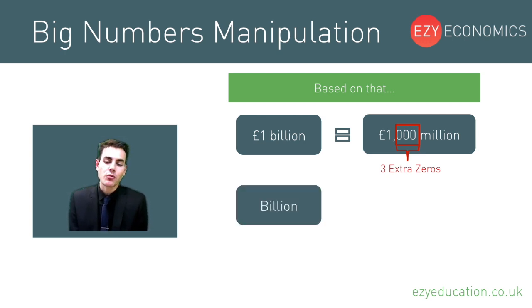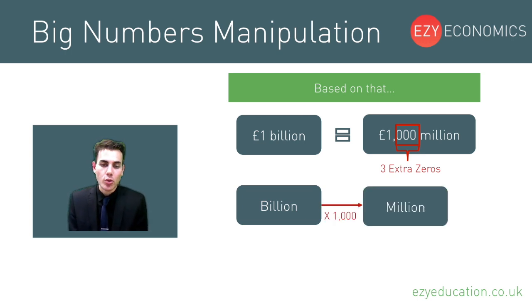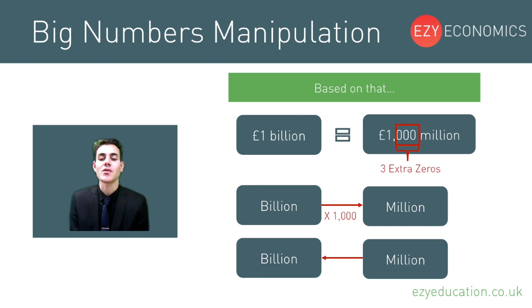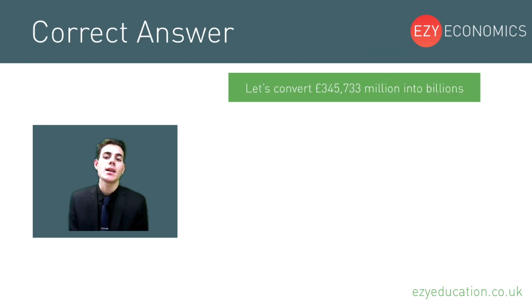So based on that, if we want to go from a billions figure to a millions figure, we would multiply by 1,000, but in this particular question, we want to go from a millions figure to a billions figure, we would then divide by 1,000. So let's now put it in the context of our question.